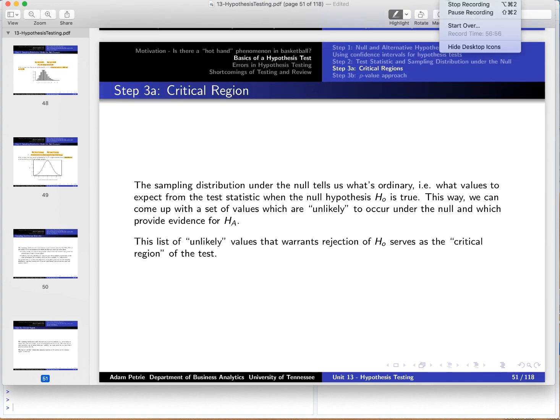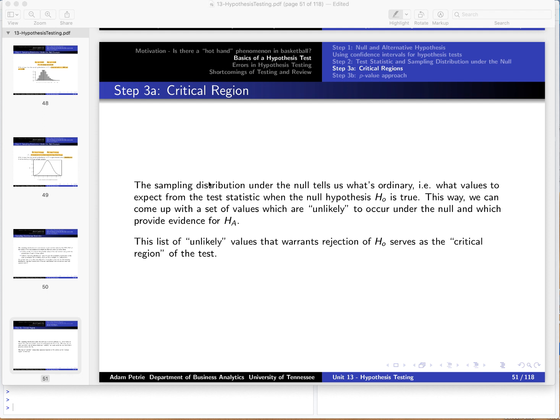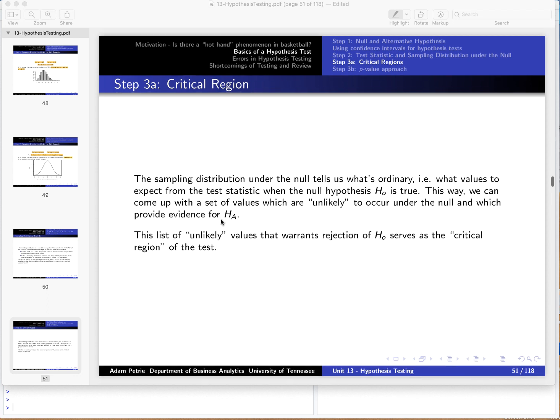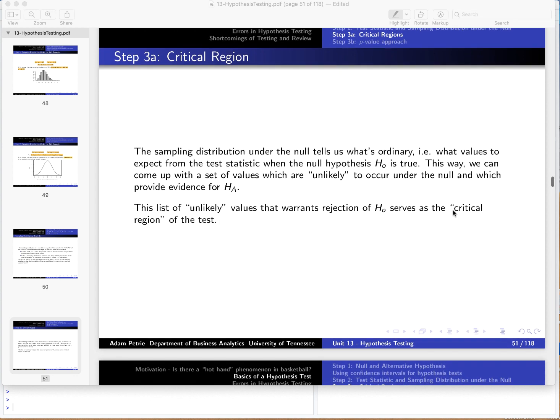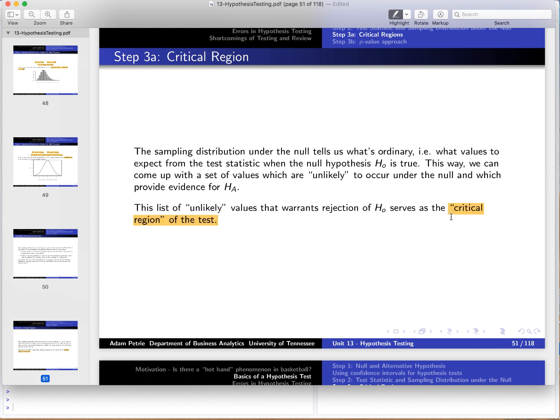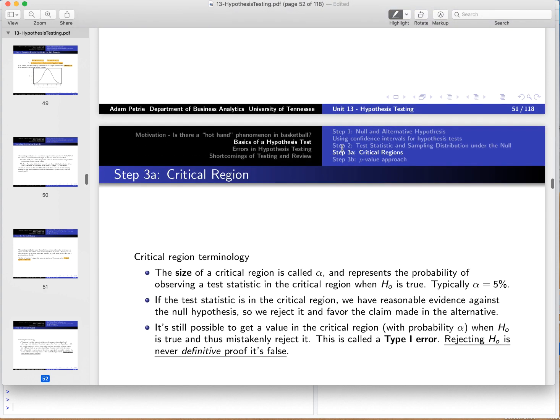So what do we do next? Once we know what values of the test statistic we can expect to see when the null is true, we'll have an idea of which values of the test statistic are ordinary versus which are extraordinary and warrant going with the claim that's made in the alternative hypothesis. So one way to complete the hypothesis test itself is to come up with a critical region of the test, basically a region of values that serve as extraordinary evidence, ones that lead us to go with the claim in the alternative hypothesis, once we go collect our data and see what we end up measuring.